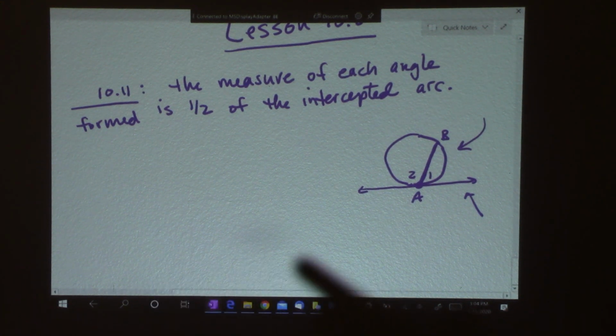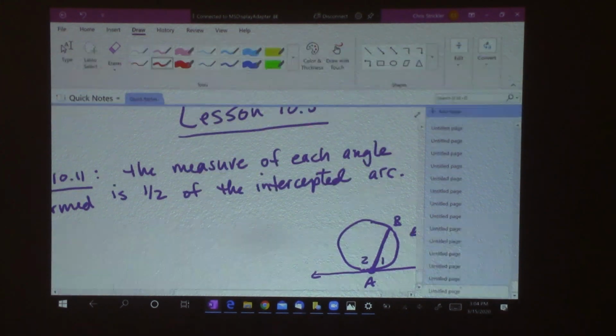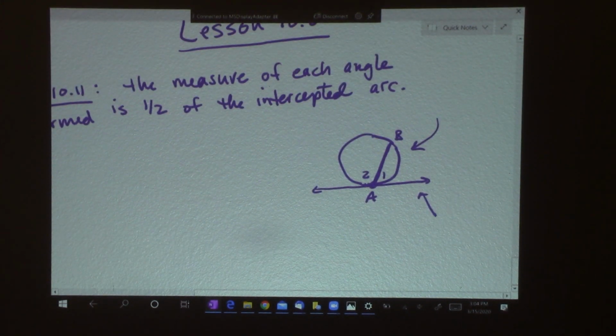Okay, I'm going to change colors for just a second again. I want to get this. So let's look at the measure of angle 1. That means that the measure of angle 1 is half of this arc right here. There's angle 1, and it's half of that arc. So if I knew that arc, the measure of the angle would be half of it.